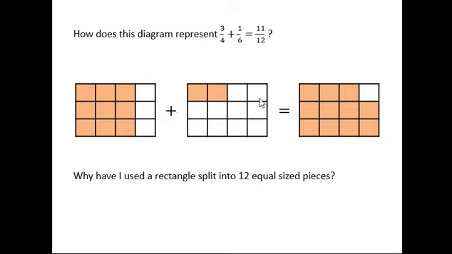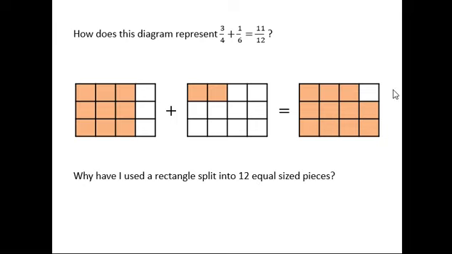And in this shape here, each pair of squares represents 1/6, because there are 6 pairs of squares in total in this shape. So if I add these two together, these 3/4, that's 9 squares, add this 1/6, that's 2 squares, makes 11/12 altogether, 11 squares out of 12 squares.